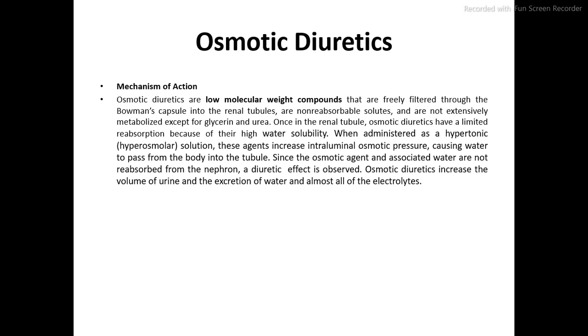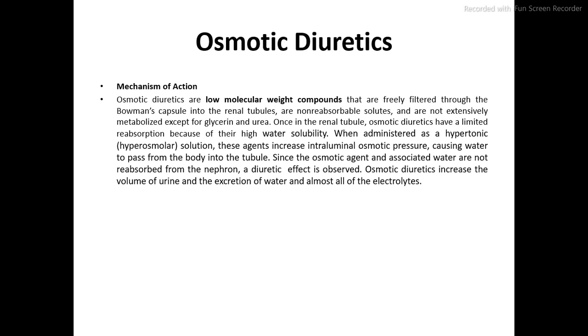Once in the renal tubule, osmotic diuretics have a limited reabsorption because of their high water solubility. When administered as a hypertonic solution, these agents increase intraluminal osmotic pressure, causing water to pass from the body into the tubule. Since the osmotic agents and associated water are not reabsorbed from the nephron, a diuretic effect is observed. So these osmotic diuretics increase the volume of the urine and the excretion of water and almost all of the electrolytes.